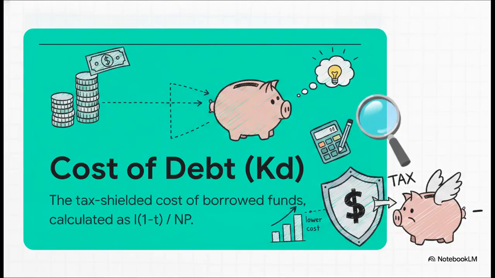First, let's take a look at the cost of debt, represented as KD. Now, debt is often one of the cheapest sources of funding, and this formula shows us exactly why that is. It's calculated as the interest payment multiplied by 1 minus the tax rate, all divided by the net proceeds of the debt. That little part of the formula right there, 1 minus the tax rate, is a little magic trick called a tax shield. Because interest payments on debt are allowed as a tax-deductible expense, the government is essentially subsidizing a portion of your borrowing costs.